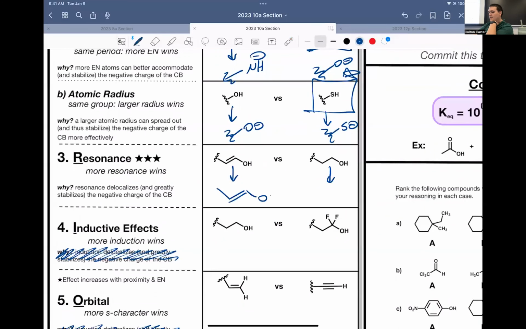So we're removing the hydrogens, and then between these two conjugate bases, left and right, which is more stable? Left. Why? It has resonance, so we're spreading out this negative charge among 3 atoms. So we have a resonance structure where the negative charge is over here. And so this is the more stable conjugate base, which means it has the stronger acid.